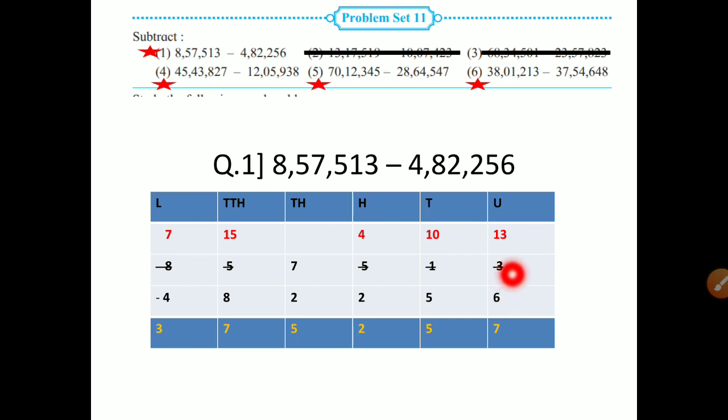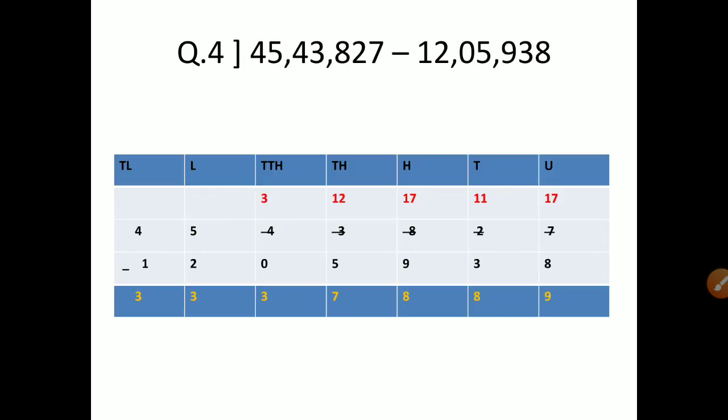3 minus 6 not possible, we will borrow from 1. This will make 0. 13 minus 6, 7. Now 0 minus 5 not possible, then we will borrow from 5. So this will make 10. 10 minus 5 is equals to 5. 4 minus 2, 2. 7 minus 2, 5. 5 minus 8 not possible, we will borrow from 8. This will make 15. 15 minus 8, 7. And 7 minus 4, 3. So this answer is 3,75,257.